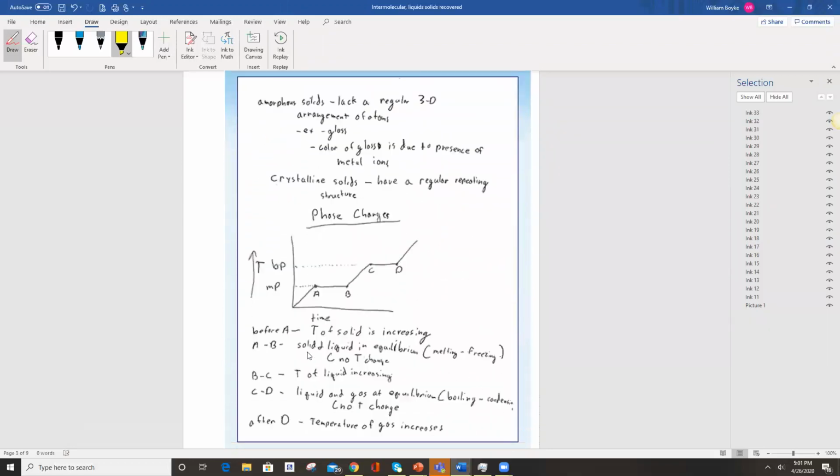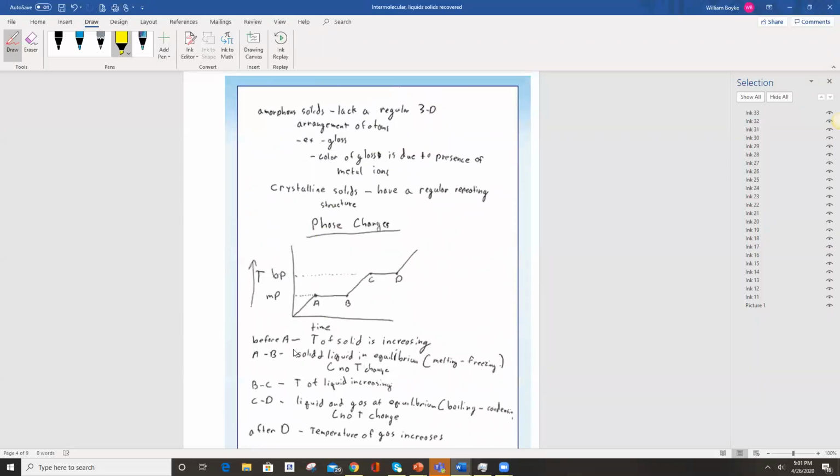Talk real quickly just about some solids. We have two types of solids, amorphous solids and crystalline solids. Amorphous solids lack a regular three-dimensional arrangement of the atoms or the molecules. In a crystalline solid, you have a regular repeating pattern. An example of a crystalline solid would be something like diamond or a salt crystal. An example of an amorphous solid would be something like glass.